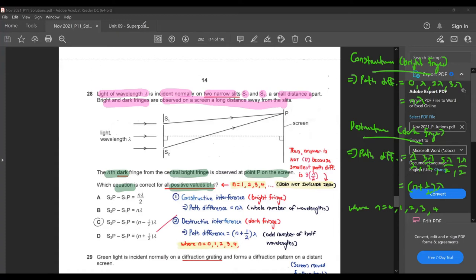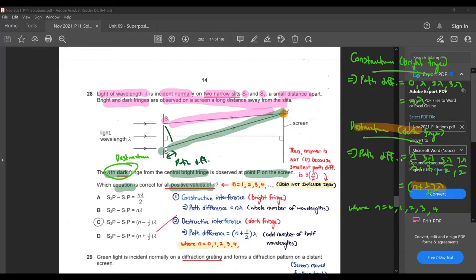Now, right now they tell you the nth dark fringe, which is basically talking about your destructive interference. So the equation that is correct for the dark fringe, when destructive interference occurs, in terms of the path difference, if you remember what I wrote in the notes, I said it was n plus half lambda. In our case here, if you look at this diagram, to point P, the wave from S1 will have to travel this distance, and the wave from S2 will have to travel this distance. There's a difference in the distance that they travel. So there's actually a path difference.